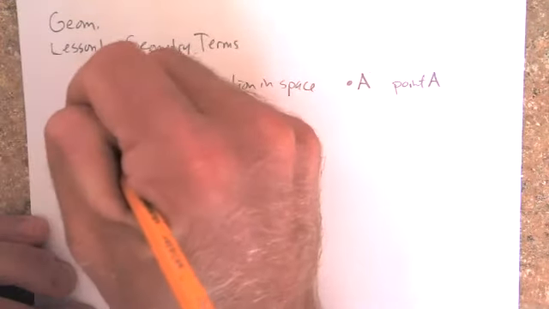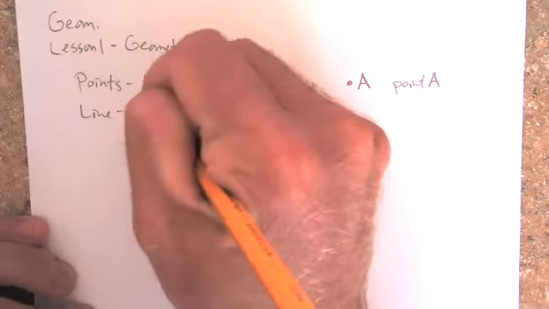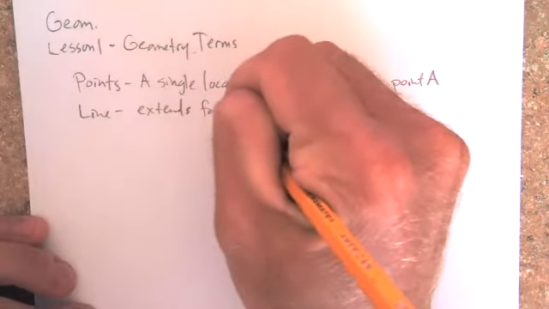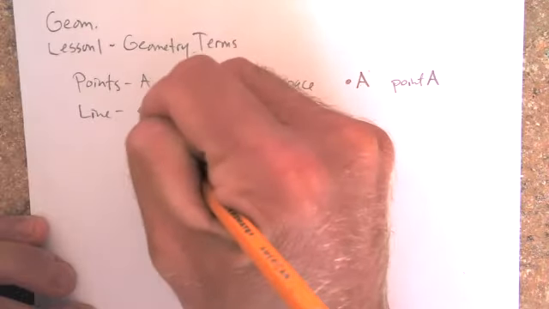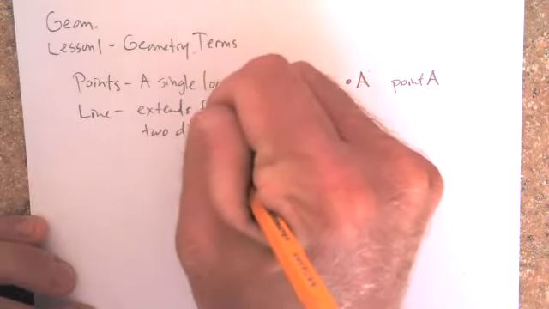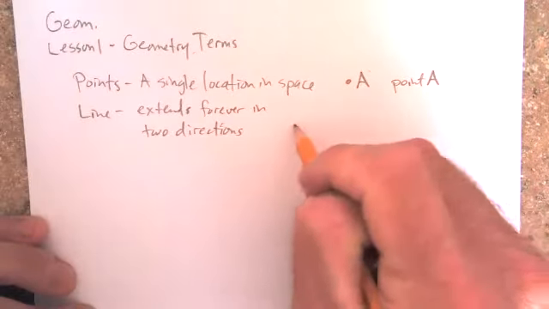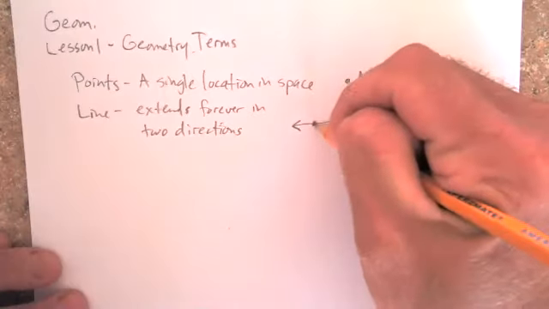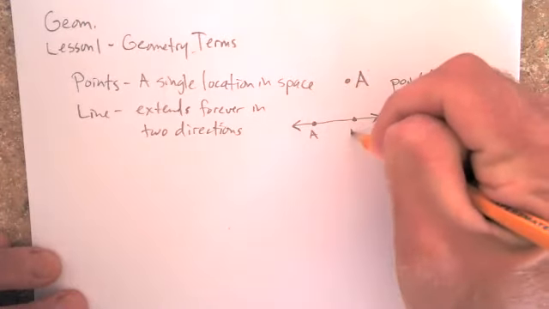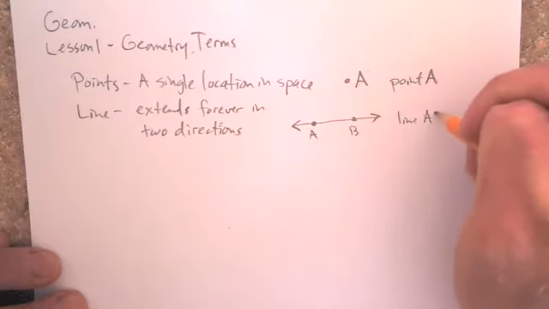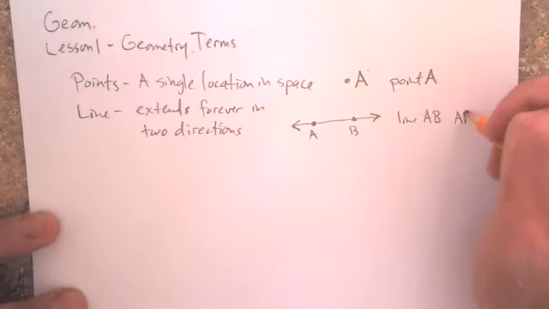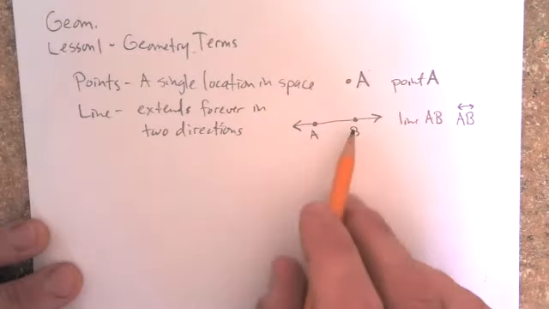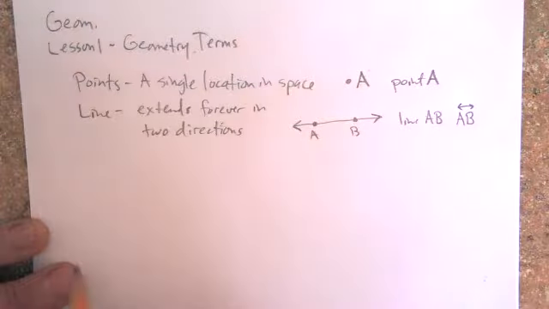A line extends forever in two directions. Okay, so like this, we put arrows on the end to show that it extends forever in two directions. When we name it, we've got to name 2 points that are on the line. So we'd say line AB, or we'd say AB with a little line over the top of it. That would be another way to say it. But you need 2 points to name a line so we know which direction it's heading.